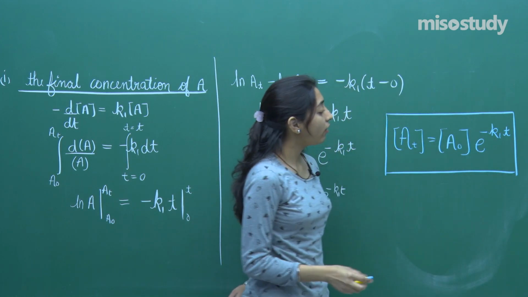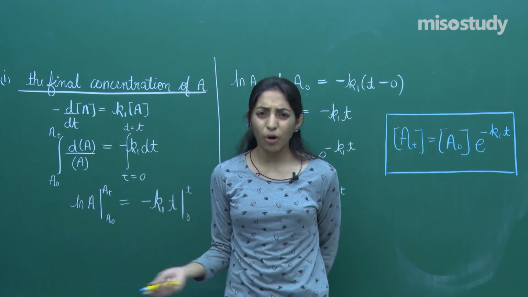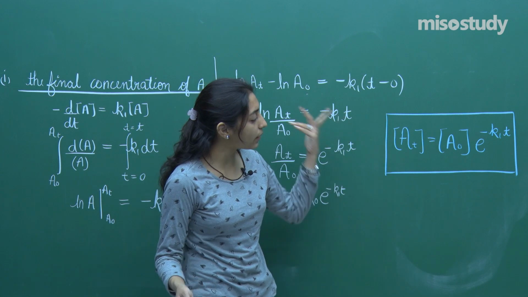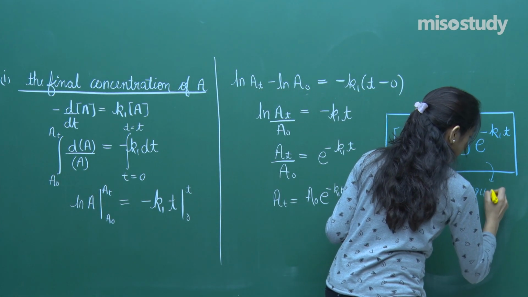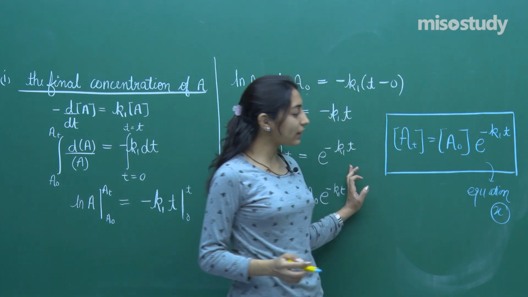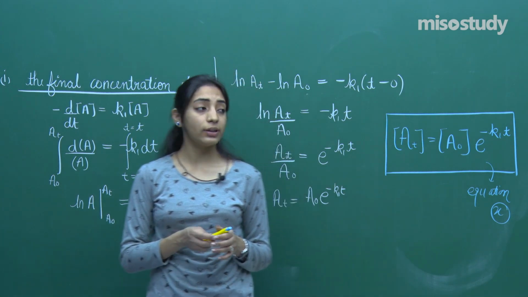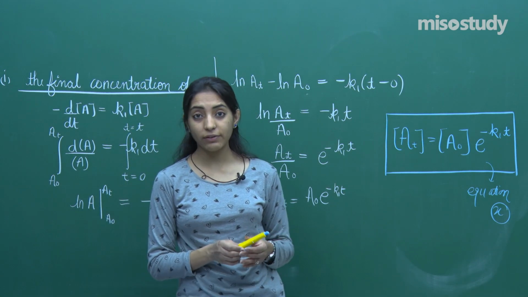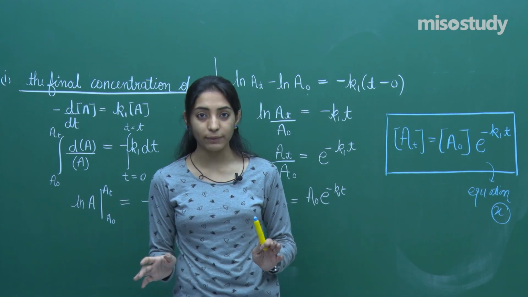So this is our first equation, which is of major importance to us. I'm not just giving it a number, it's some equation, let us say equation number x. Now don't you think this equation number x is same as the value of the concentration of A at any time t, which you derive for any simple first order reaction, right? So they are the same thing.